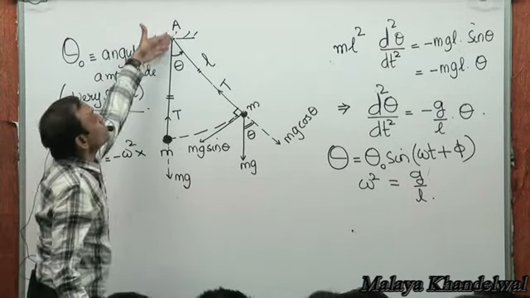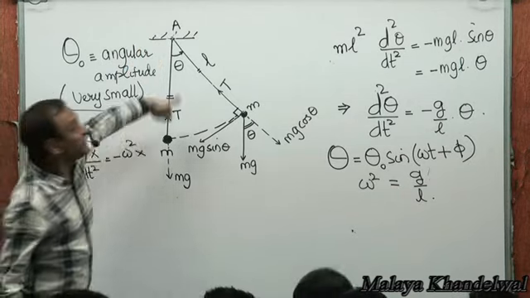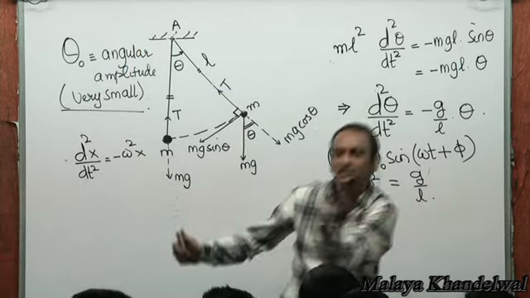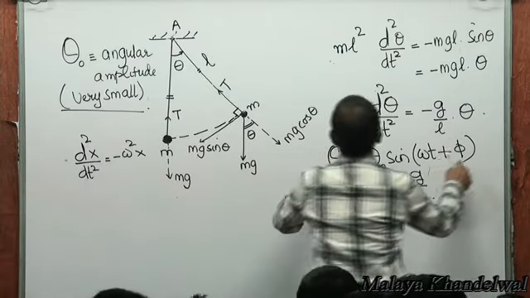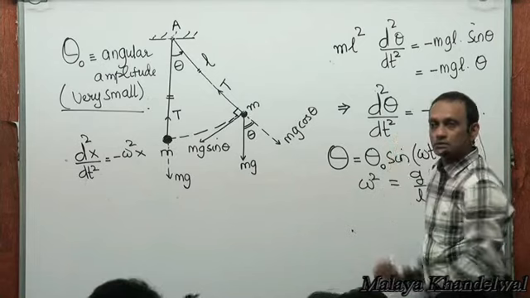And this then is called the mean position of the oscillator. Instead of x varying harmonically, theta varies harmonically as per this, right?